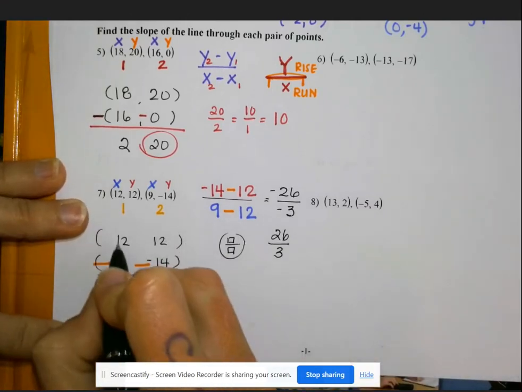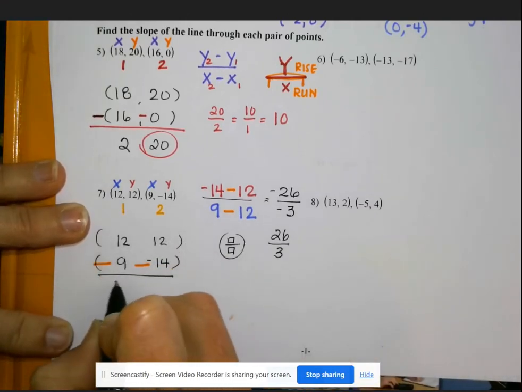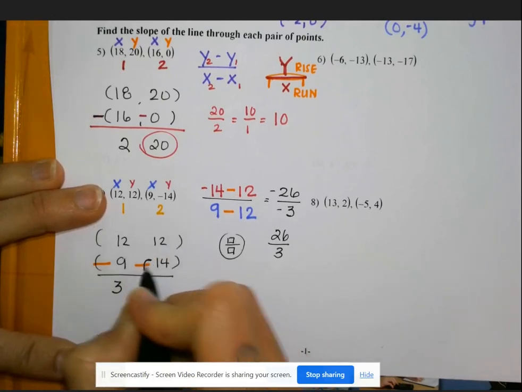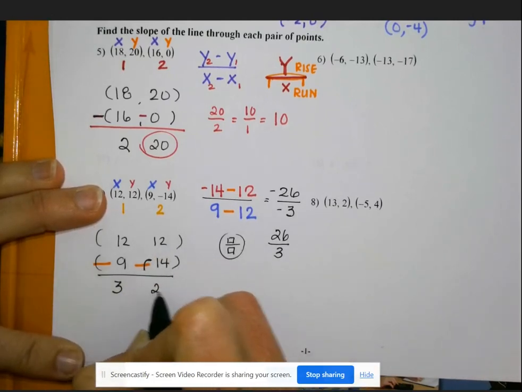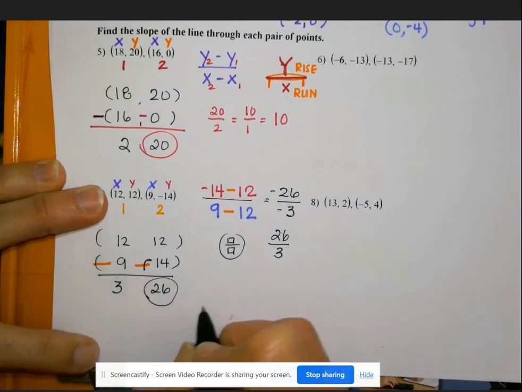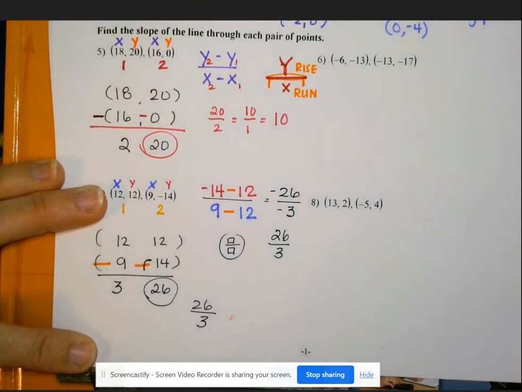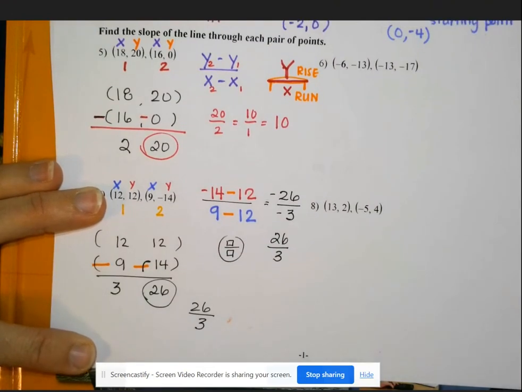If I work over here, 12 minus 9 is going to give me 3. Negative 12 minus a negative makes this turn into a plus, which is going to give me 26. And we know Y is always on top, 26 over 3. So both of those ways will get you to the same place. It's just whichever one organizationally makes more sense to you. So stack them, subtract them, or Y is on top, X is on bottom, subtract.